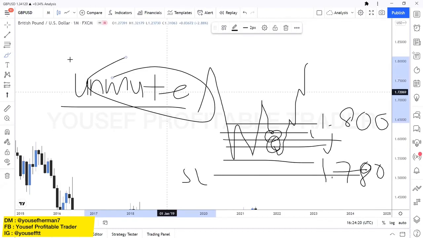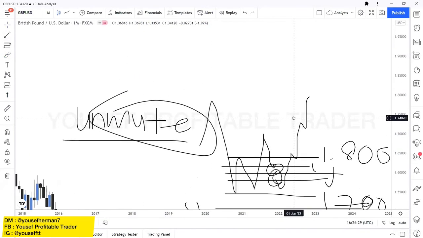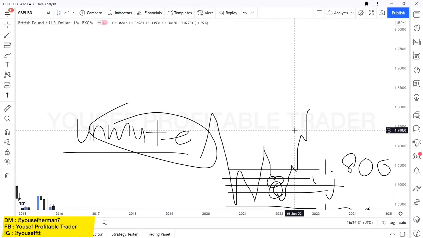As you can see, a high percentage of my signals are gold. Gold is a volatile pair, but it is one of my favorite pairs, and a lot of you also have the same favorite pair, which is gold.